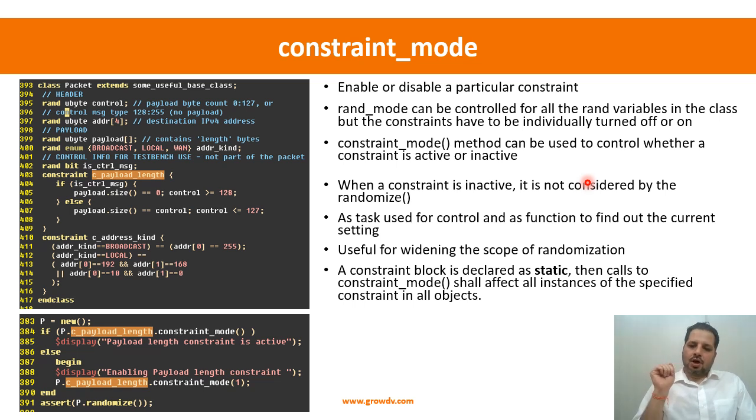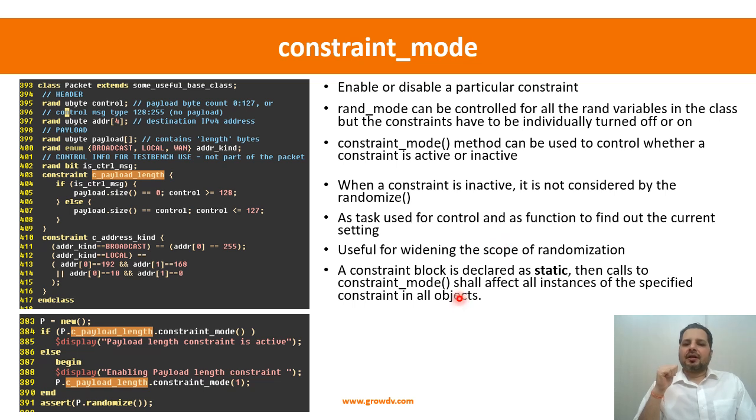There is no constraint mode call that can turn off all the constraints that are present within the class. So it has to be turned on or off at the individual constraint level. And similar to rand mode, constraint mode can also be used to control and check whether a particular constraint mode is active or not. When it's used to control it, it will act like a task, and when it's used for checking, it will act like a function.